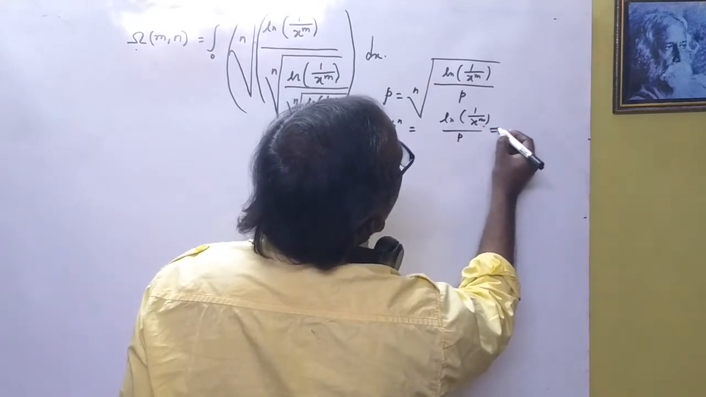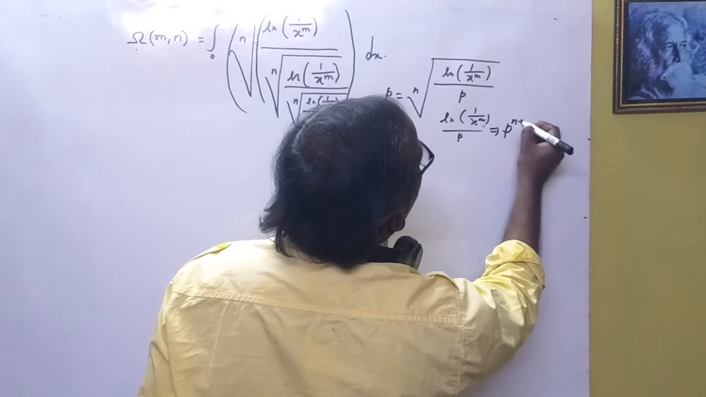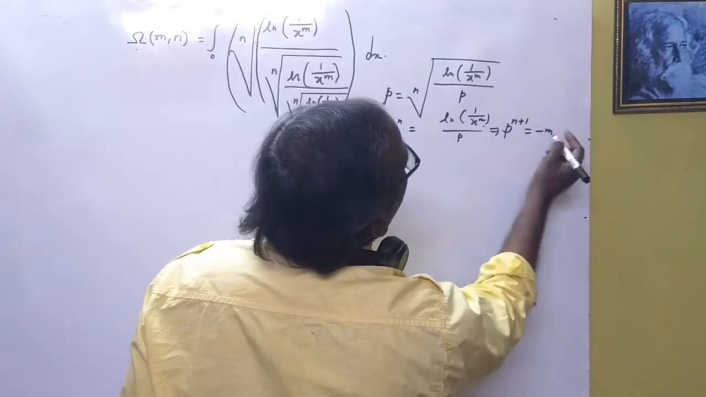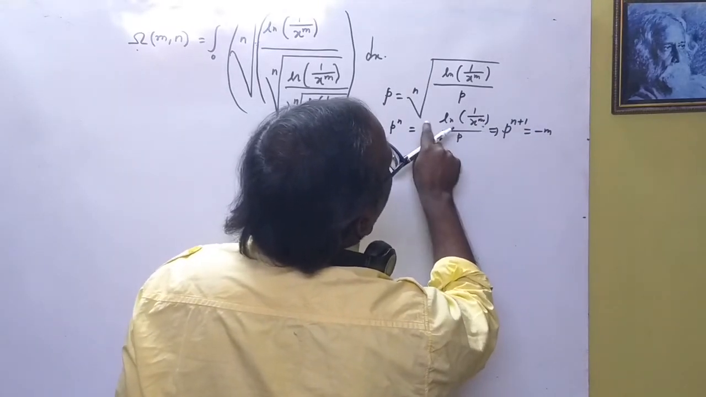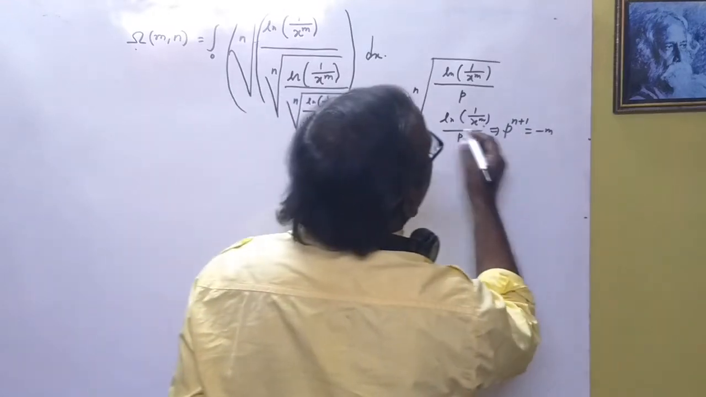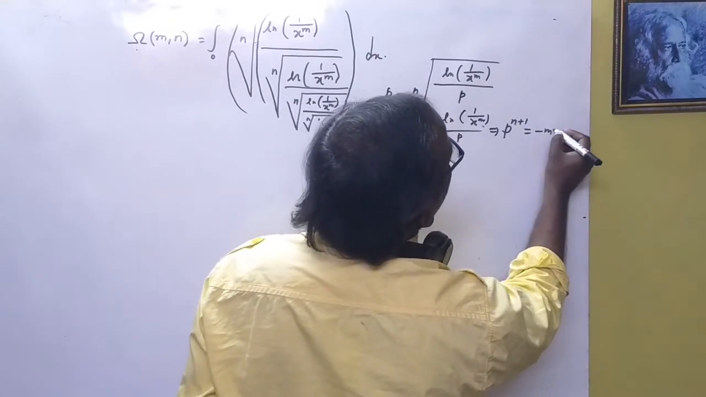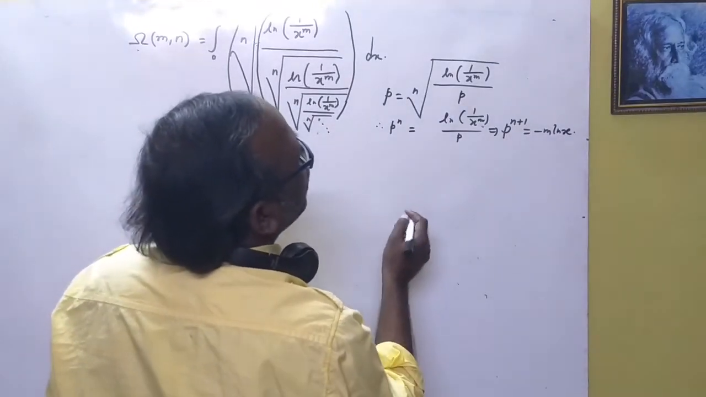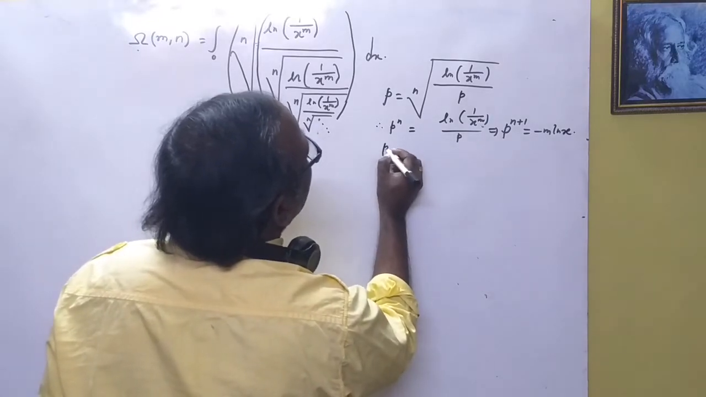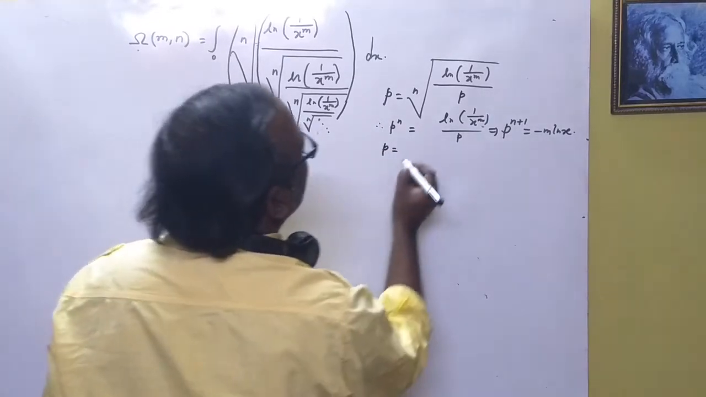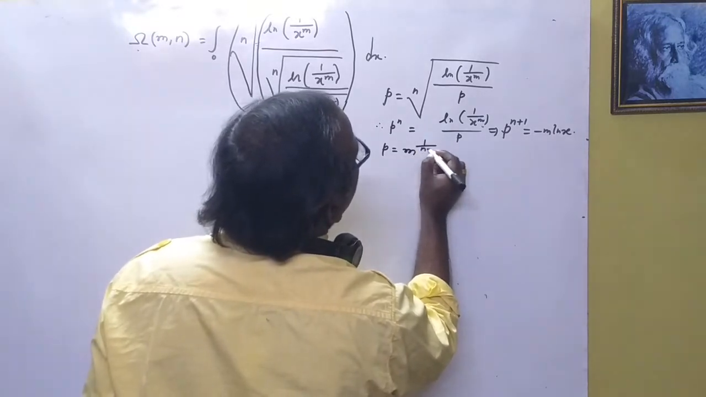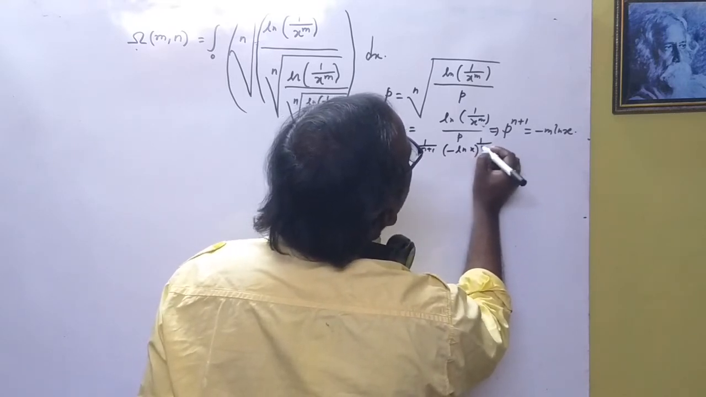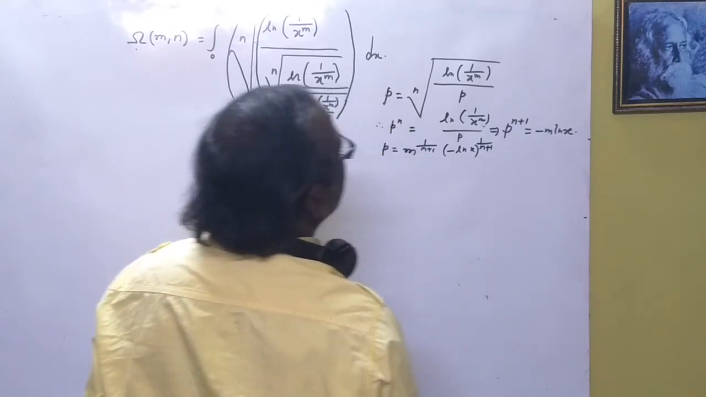So this implies that p to the power n plus 1 is equal to ln(1/x)^m, which is (1/x)^m inside the log. For the general log, the power m comes to the front, so it is minus m ln x. So then p is equal to m to the power 1/(n+1) times (minus ln x) to the power 1/(n+1).